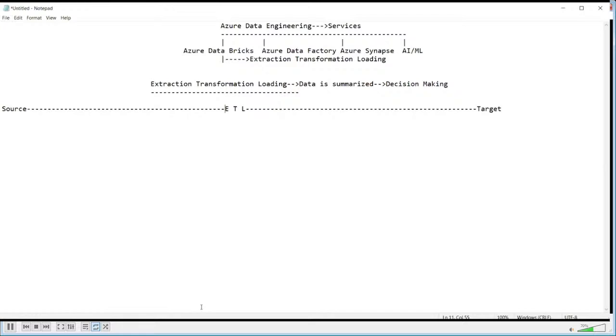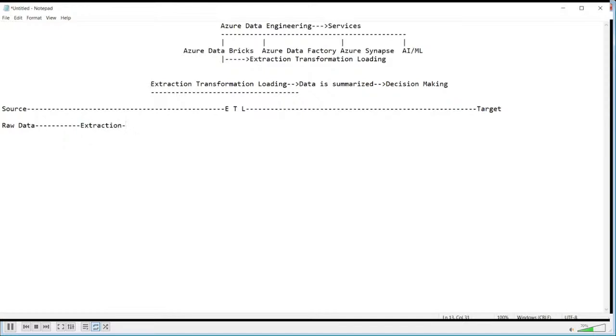ETL is a process where the data is summarized. So what is the source and what is the target? Let us try to understand this. Source is a place where we get the raw data. This raw data is extracted as per the requirement in the process of extraction.